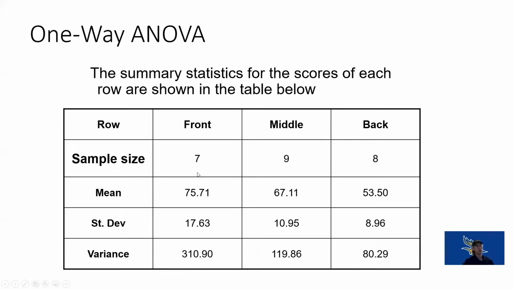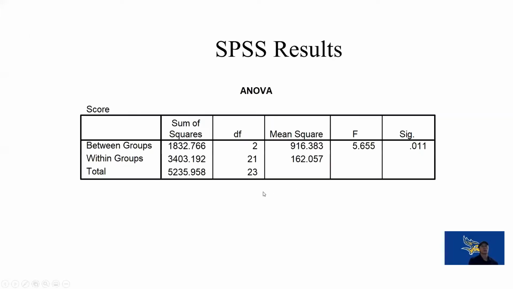So let's look here at our summary of our statistics. We have 7 students from the front, 9 from the middle, and 8 from the back. The mean score from the front is 75, the mean in the middle is 67, and the mean in the back is 53. Then our standard deviations and our variance within the groups. We're not going to do the math for the ANOVA, but we'll run it through SPSS to get our output. SPSS is our statistical software that can perform these calculations for us. So we take our sum of squares, get our degrees of freedom, and we find our F statistic, which is 5.655, and our significance level is 0.011.